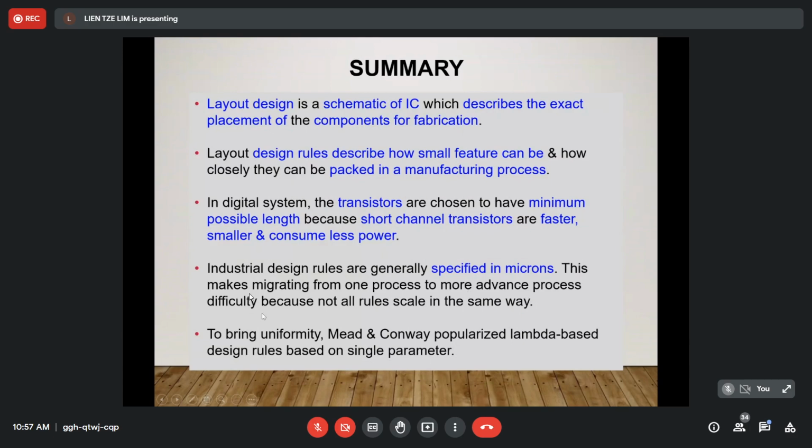This makes migrating from one process to a more advanced process difficult, because not all the rules scale in the same way. So to bring uniformity, the lambda-based design rules are popularized, based on a single parameter. So this is the summary for the layout design rules.